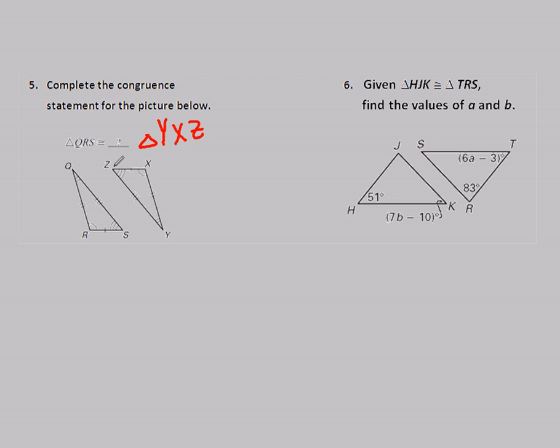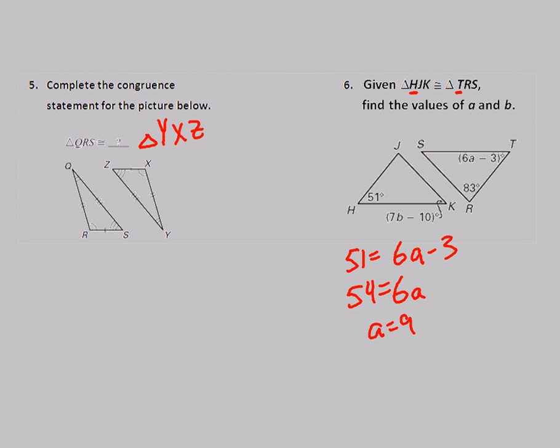And now going the other way. Find the values of A and B given this pair of triangles. Well, let's start with A. A goes with angle T. T and H are the same, so I need to say H, which is 51, equals 6A minus 3. Solve for A. Adding 3, I get 54 equals 6A, which means A equals 9.